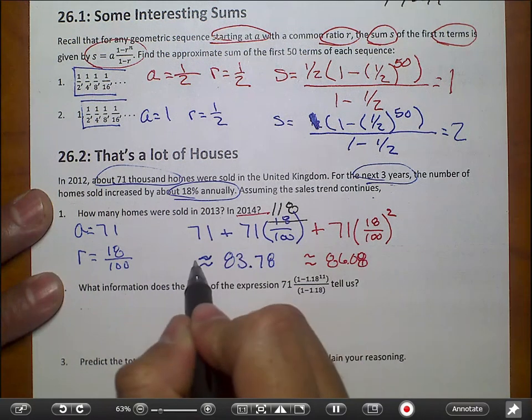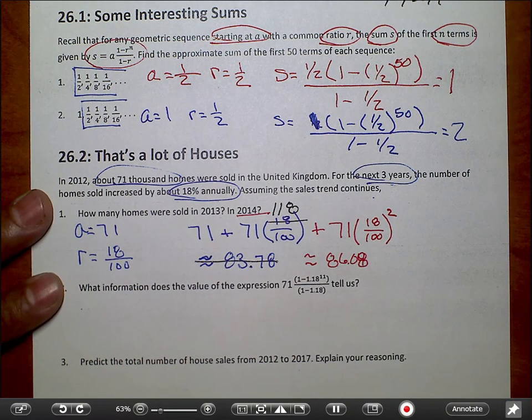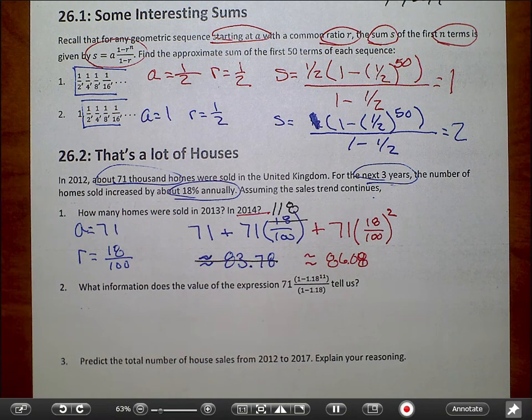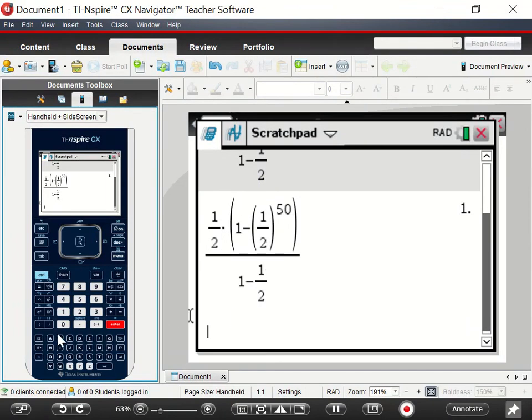So what are we going to have right here? Instead of the 83, it's 154? Let's see what I get. It is 71 plus 71 times what? 18 over 100. That should be 100. You put double zeros. There we go.